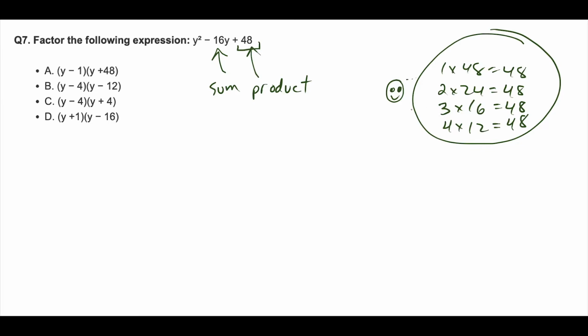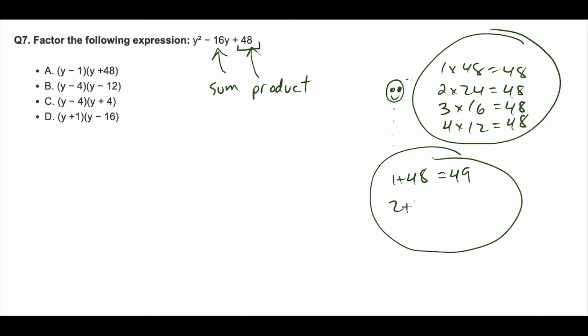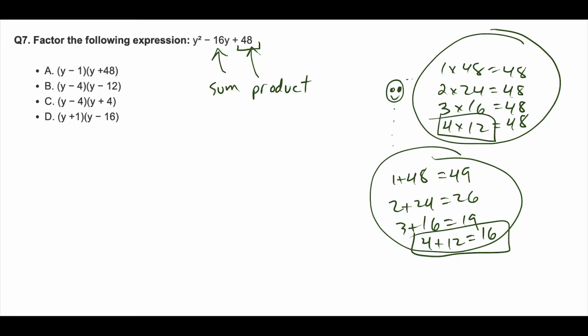But the trick is, what you also have to think of simultaneously is which of these have a sum of 16, or in this case, negative 16. So you see, if I did the first pair, 1 and 48, they have a sum of 49. 2 plus 24 is equal to 26. 3 plus 16 is equal to 19. And then 4 plus 12 is equal to 16. So you see, this pair here is the one that jumps out that satisfies both.